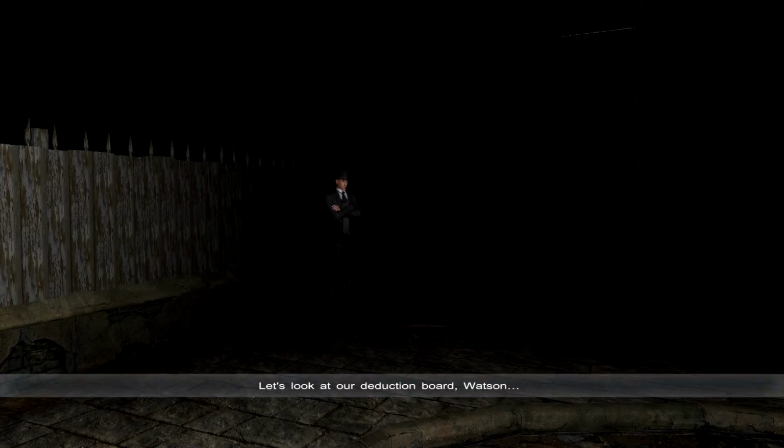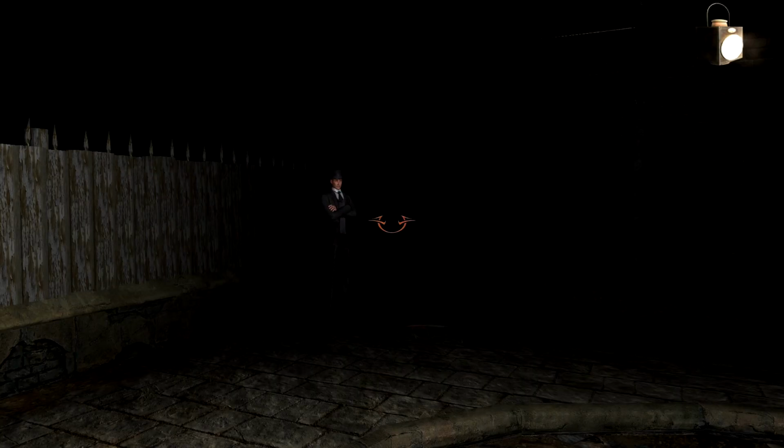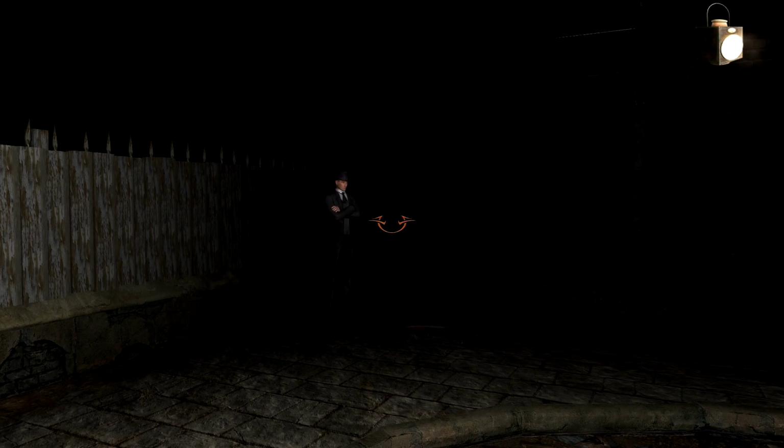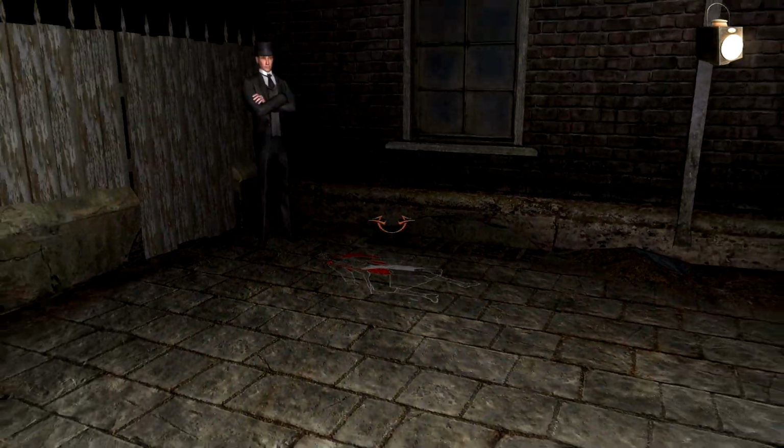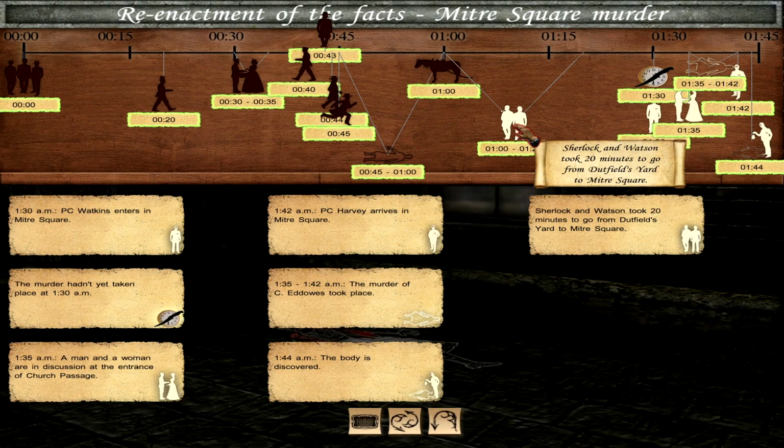Incredible. Let's look at our deduction board, Watson. So if it didn't get interrupted murdering Liz Stride, then Catherine Eddowes wouldn't have been killed. That is, that's kind of horrible, isn't it?